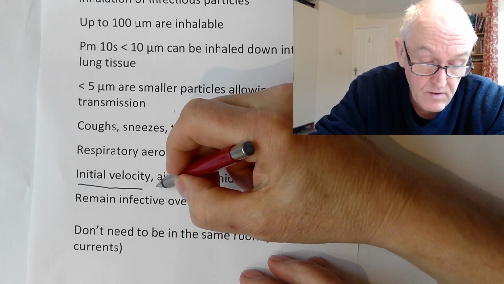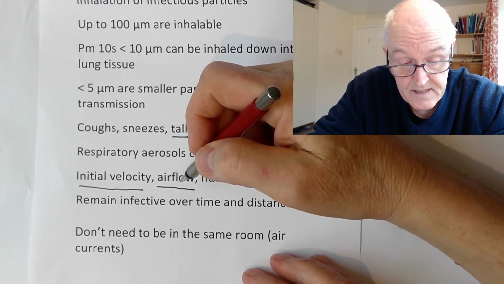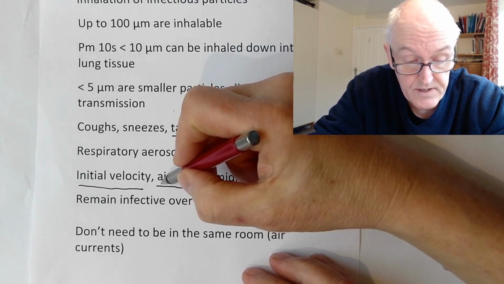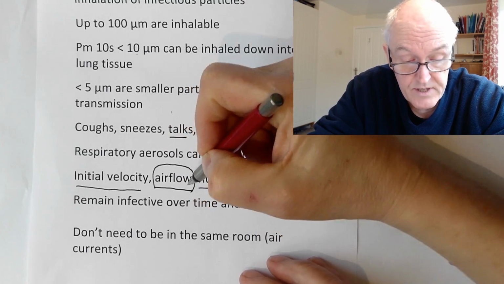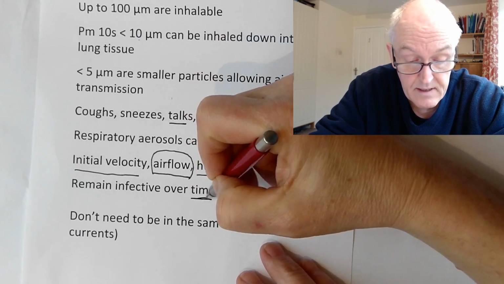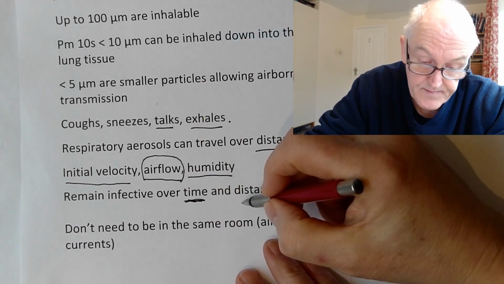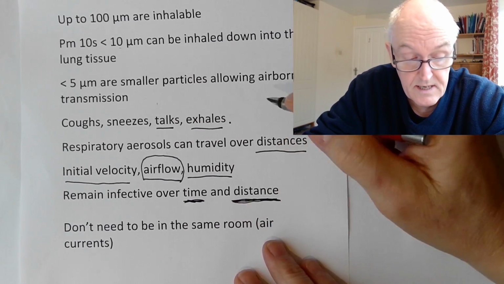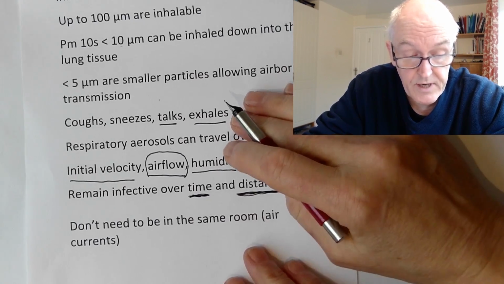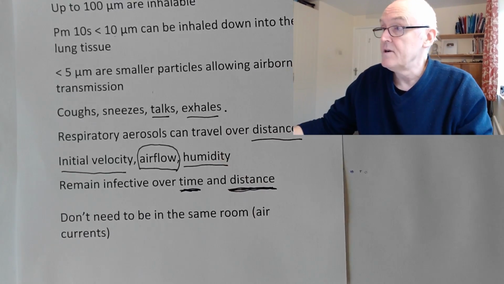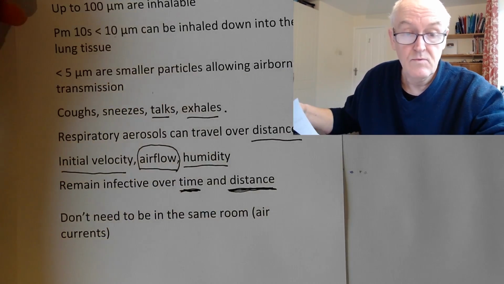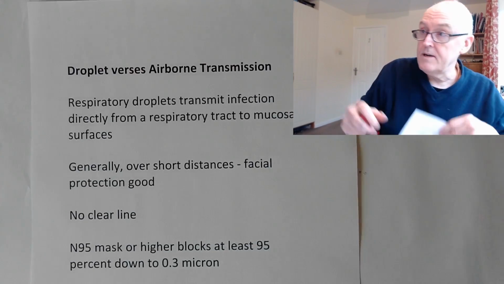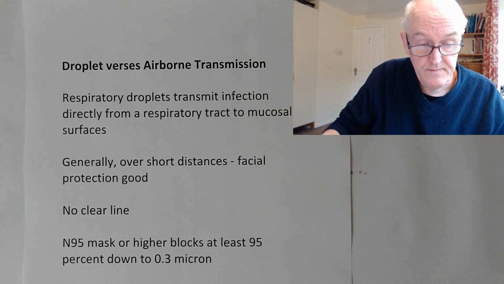It'll depend on the airflow going through air systems or fans. And it will also depend on the humidity. But this is the difference. It goes in the airflow. It flows in the air and it remains active over time and over distance. Droplet infection does not remain active over time and distance in the air. So you don't even need to be in the same room as the person that infects you with aerosolized airborne transmission.